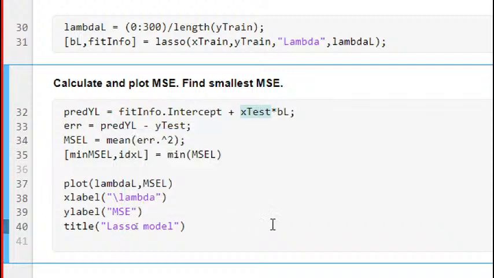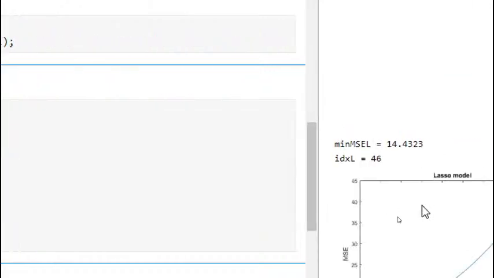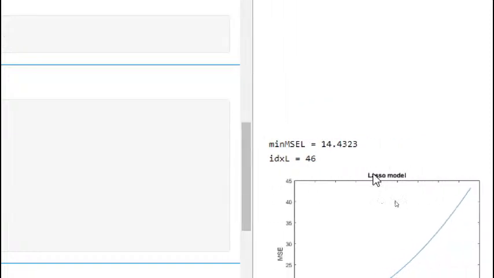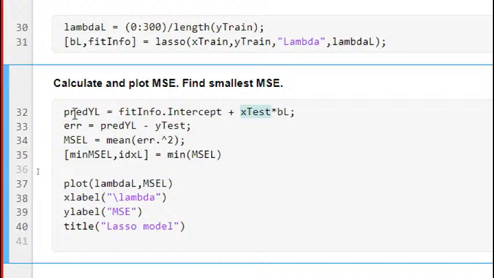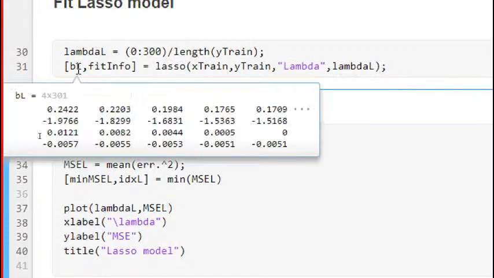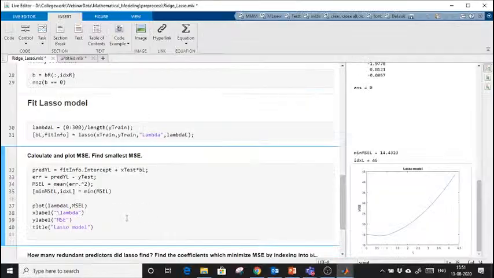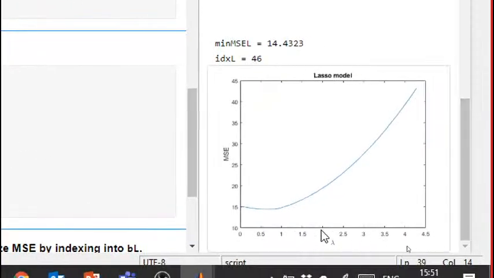So when you run this, you see in this case the best fit is at index number 46. So here if I go in BL, 46 the column number, that is the best mathematical equation for my data. Okay, and this is the plot with respect to lambda. Sorry, just 1 minute. This is the plot with respect to lambda, meaning mean square error with respect to lambda.